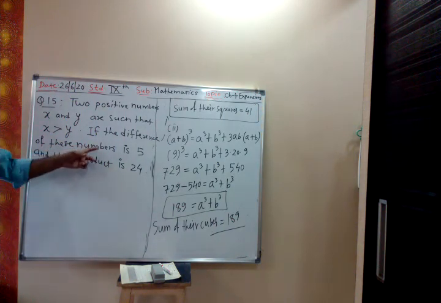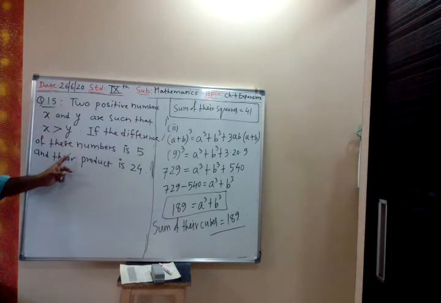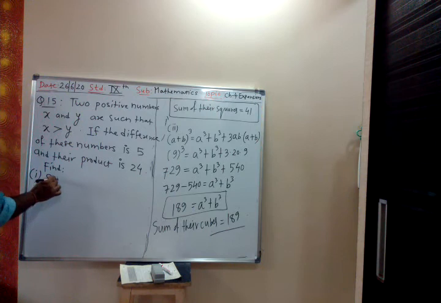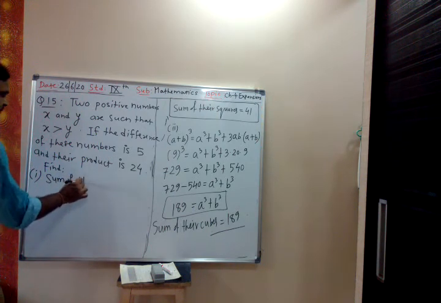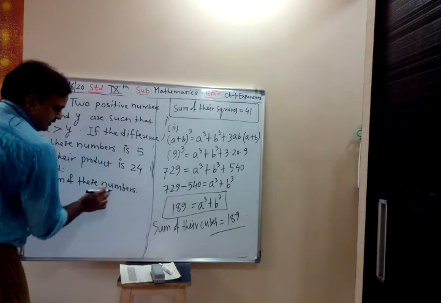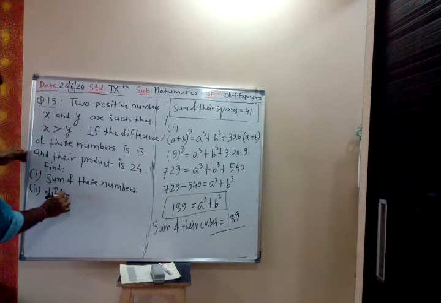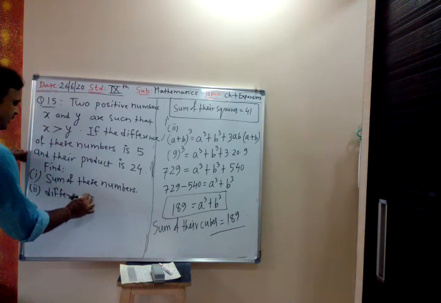The difference of the numbers is 5. Difference means minus sign. And their product means multiplication of x and y is 24. Find first the sum of these numbers. Second, the difference of their cubes.